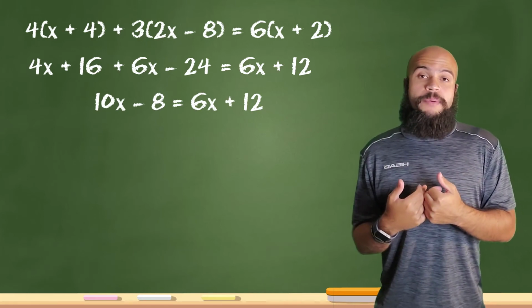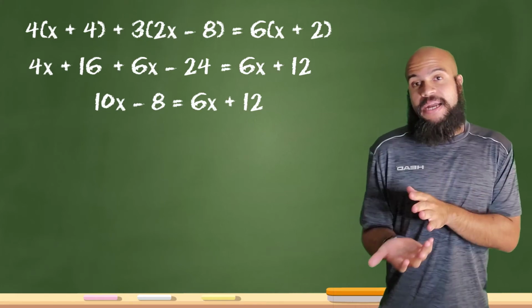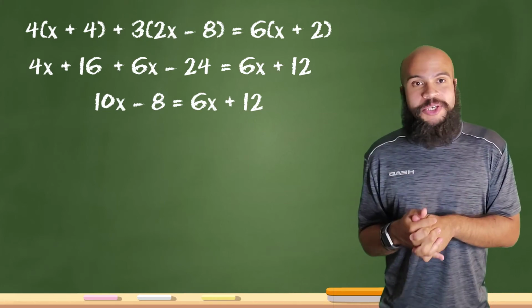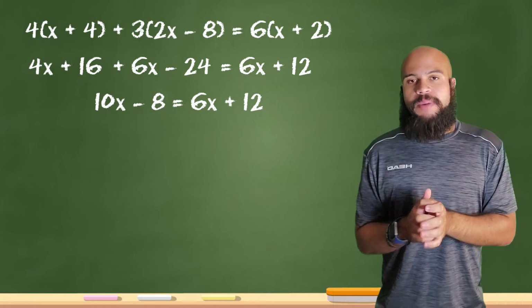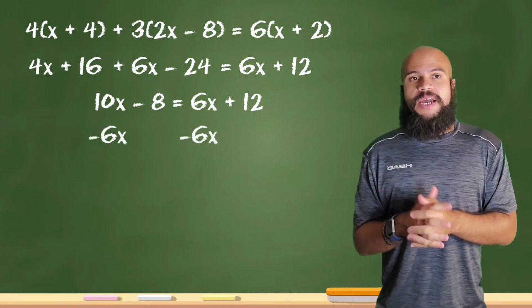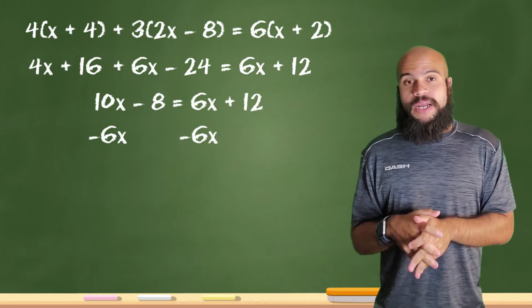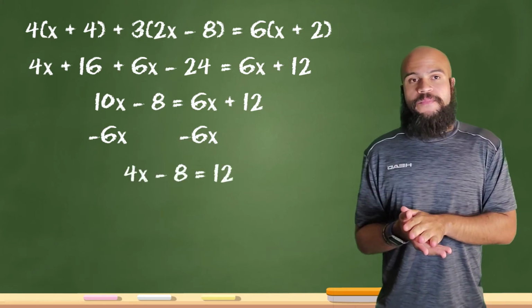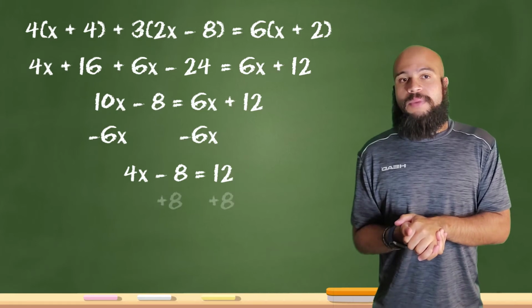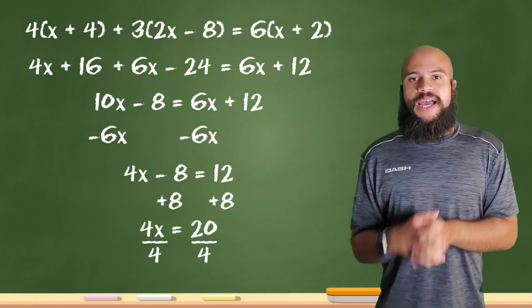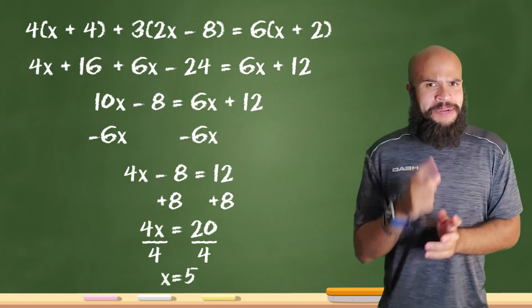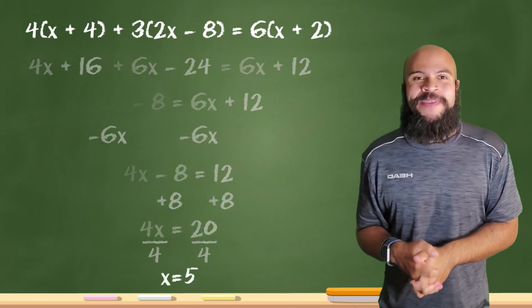I'm going to make my variable side this time back to my left side, just because I want to. So I need to get rid of the 6x from the right side by subtracting it from both sides of my equation. This results in 4x minus 8 equaling 12. Now I can add 8 to both sides of my equation, and then divide by 4 to get a solution of x equals 5. Told you I was going to move through a little bit quicker with that one.